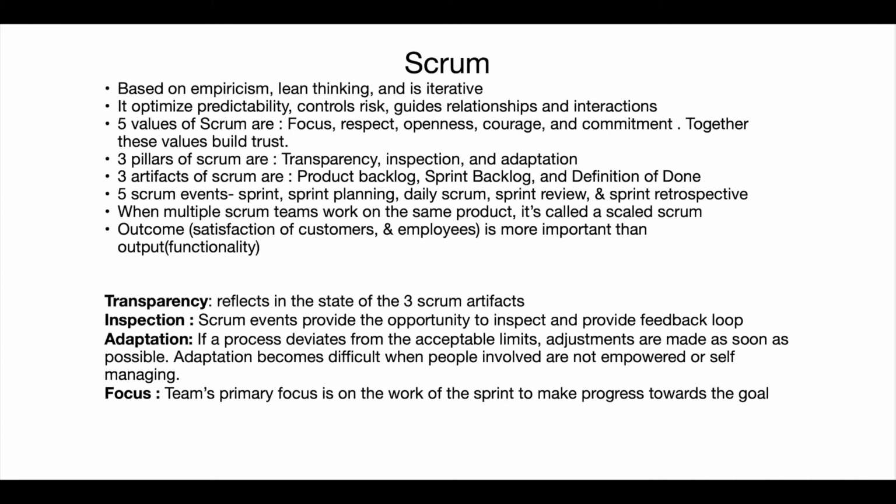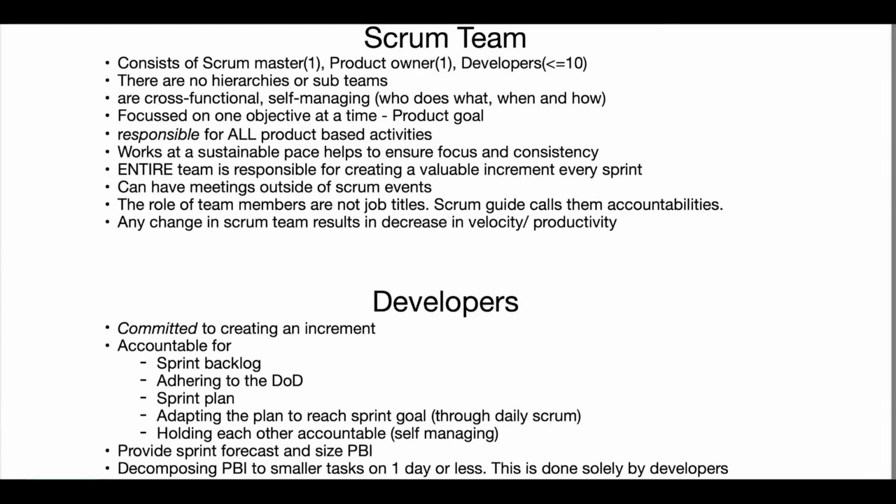Focus. Team's primary focus is on the work of the sprint to make progress towards the goal. Scrum Team. The Scrum Team consists of 1 Scrum Master, 1 Product Owner, and 10 or fewer developers. There are no hierarchies or sub-teams. The teams are cross-functional and self-managing, which is who does what, when, and how is decided by the team.